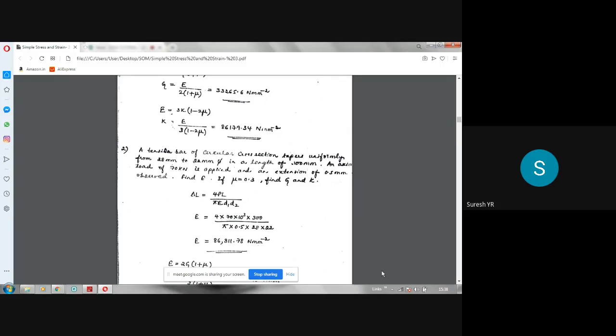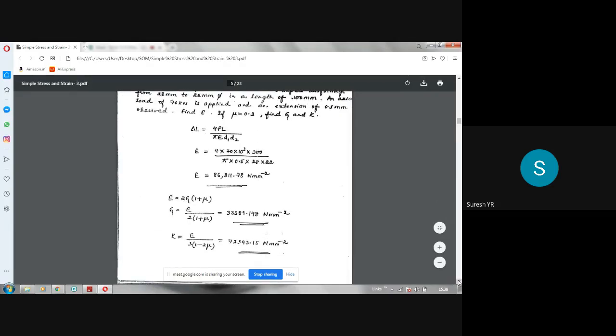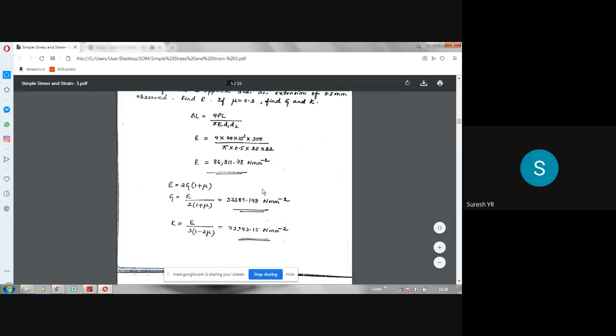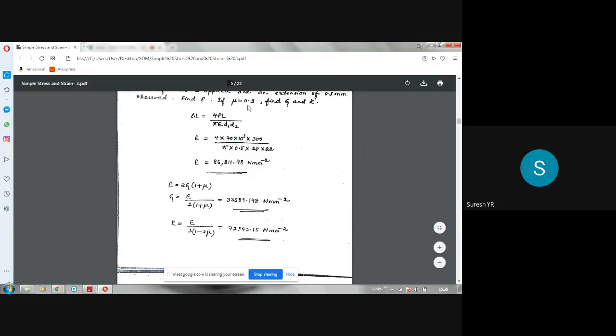So by knowing the value of E, you can judge whether it's steel or not. Once you get the value of E, since mu is given, you can find the elastic constants G and K using the formula. The first formula is E is equal to 2G into (1 plus mu). You know the value of E here, and the value of mu is given as 0.3. Substitute in this, you will get G. Once again, G will be in Newton per mm square.